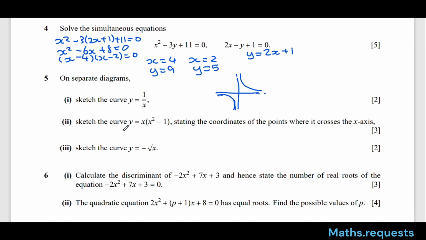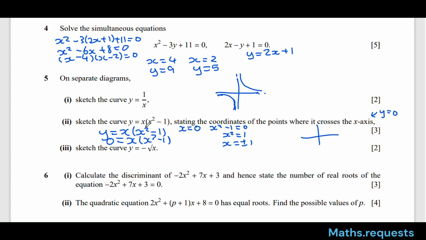Okay, so sketch the curve y equals x times x squared minus 1, and state the coordinates of the points where it crosses the x-axis. So crosses the x-axis means y equals 0. So we let y equals 0. If y equals 0, then we know that either x equals 0 or x squared minus 1 equals 0. So x squared equals 1, so x has to equal plus or minus 1. And when you expand x times x squared minus 1, you get x cubed minus x. So you know it's going to be an x cubed graph. So it crosses minus 1, the origin, and then 1. So it's going to look something like this. So it's crossing minus 1, 0, 1.